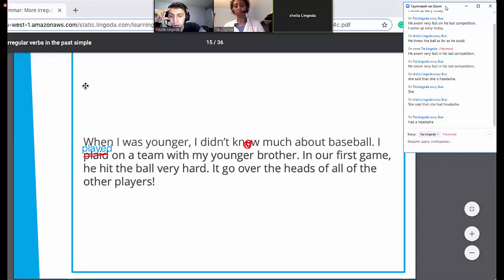Just that one sentence. In our first game, he hit the ball very hard. Does it need correction? No. It's correct. It's fine. In our first game, he hit the ball very hard. Because hit is hit. There's no present or past difference. So he hit it. Did he hit it in the present? He hit it. In the past, he hit it. So hit is hit. It's an irregular verb because it stays the same.